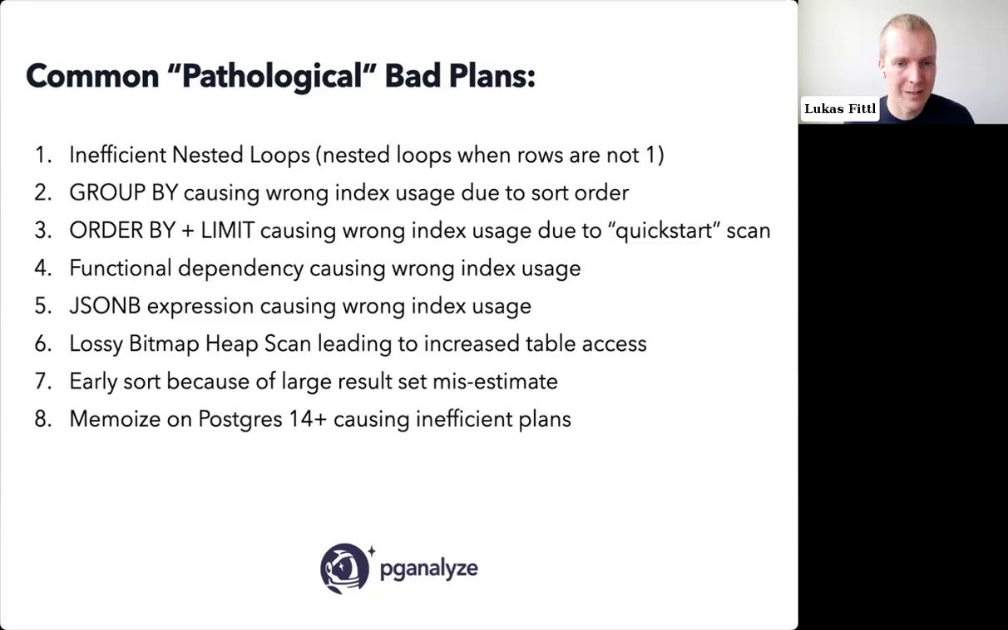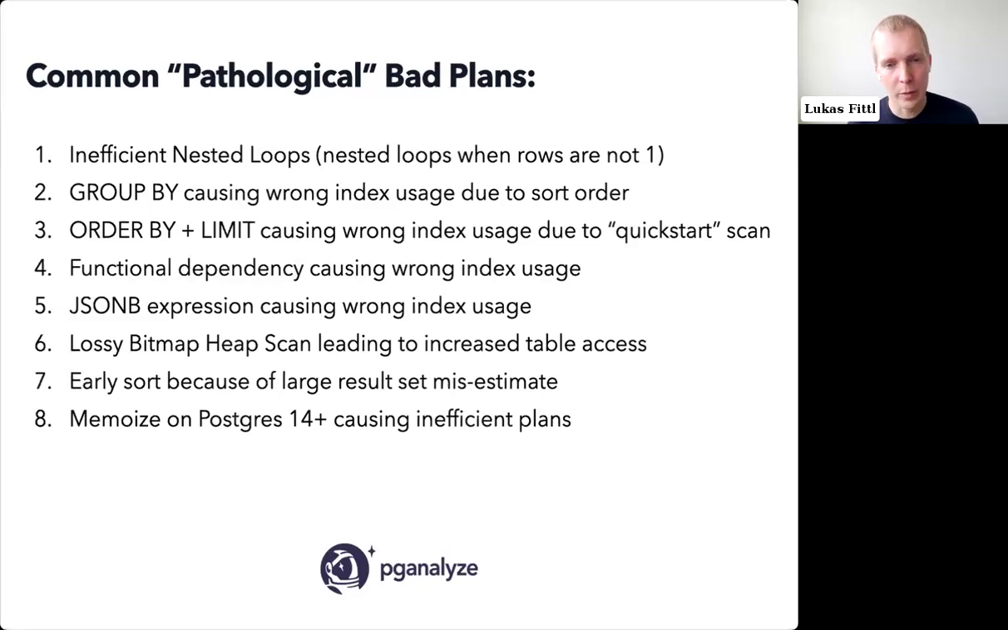Just to give you a sense for the cases we're thinking of handling in this advisor: I talked about earlier when inefficient nested loops are happening, nested loops where rows are not one. That's one of the cases we're looking at. We've seen some cases where GROUP BY is causing wrong index usage because of the sort order. And so one of the things the advisor intends to do is enable you to more easily try alternate indexes and confirm that there is actually a better index available. There's also this really famous pathological case of ORDER BY LIMIT, due to how Postgres likes to do its quick start scans. So that's something that we also intend to cover here.